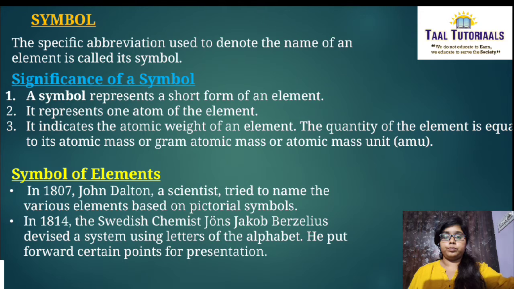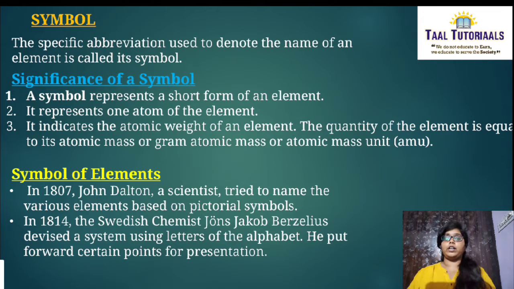Okay, first we'll know what is a symbol. Symbol is the specific abbreviation used to denote the name of an element. See, for example, you take carbon. Carbon is represented by C. Here C is the symbol for carbon. So this is the abbreviation used to denote the name of the element.